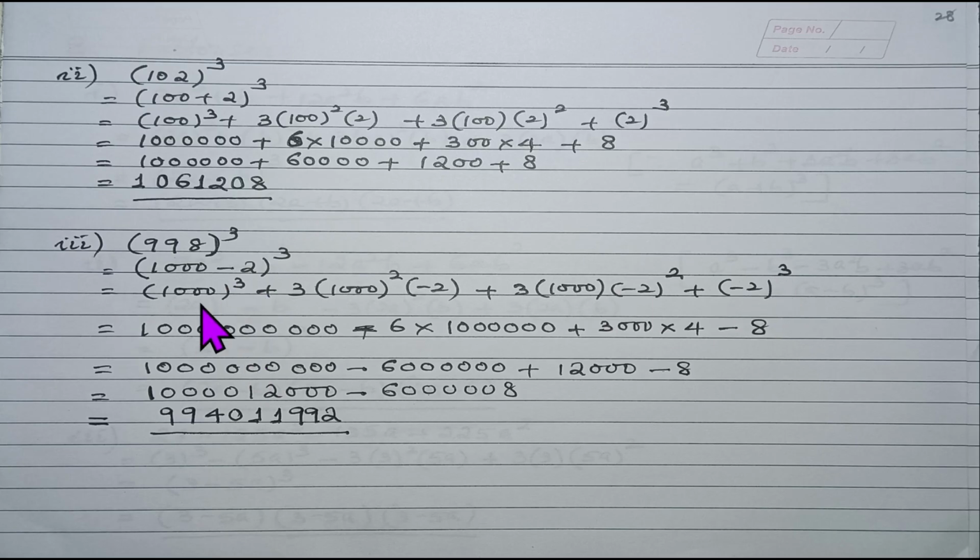Now the expansion of 1000 cube is 1 followed by 9 zeros, minus 3 into 2 is 6, so minus 6 followed by 6 zeros, plus 2 square, that is 4, into 3 is 12, so 12 followed by 3 zeros, and minus 2 cube is minus 8. Simplification, that is addition and subtraction of these numbers, gives us the answer 994011992, and that is the expansion of 998 cube using the identity.